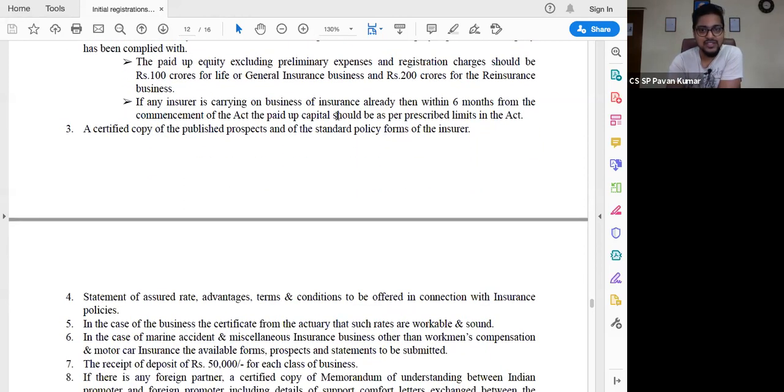And the insurer who is carrying on a business of insurance already must apply within 6 months from the commencement of this Act. This is for when the Act came. Before that, if they are applying again for this license, like for banking companies we saw, when banks were there after the Banking Regulation Act came, within 6 months.